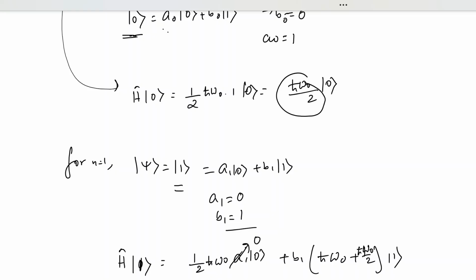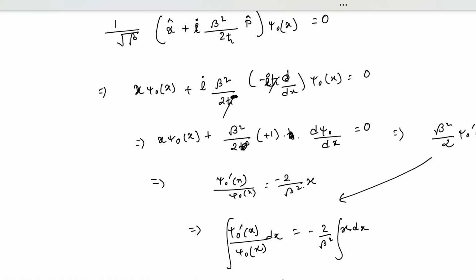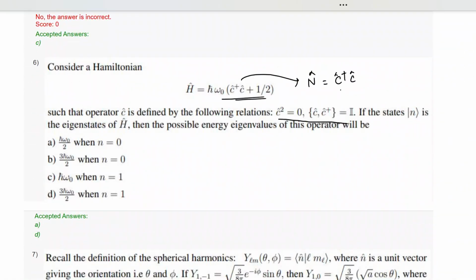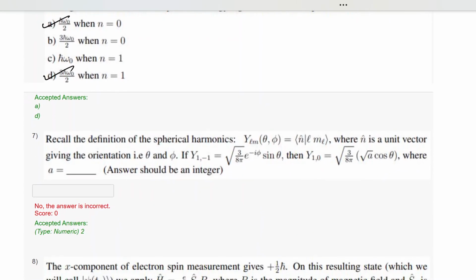So you get to see that your energy eigenvalue is 3 by 2 ħω₀ for the state n equal to 1, and you got from earlier that it is half ħω₀ for the state n equal to 0. So these are the eigenvalues that are asked in the question. So your eigenvalues are this and this.